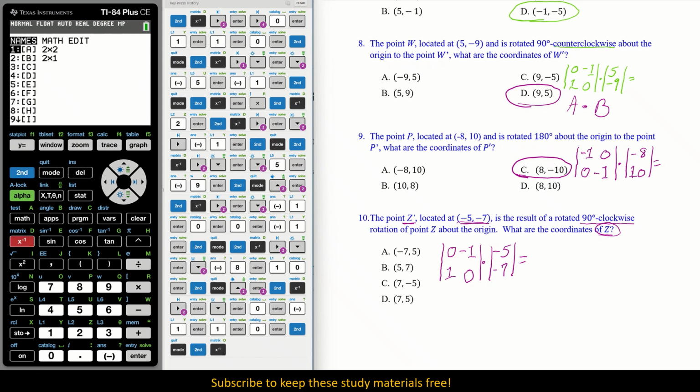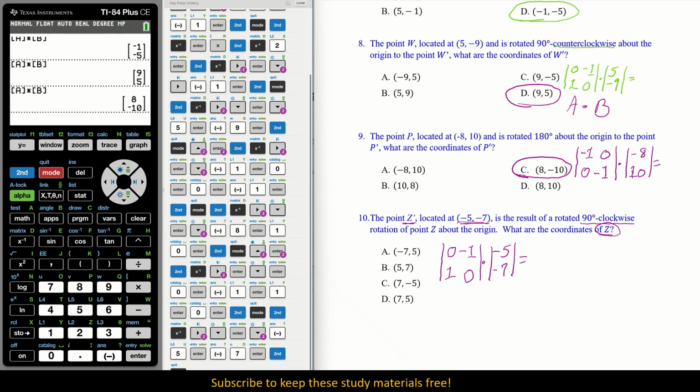Second matrix, go back to edit, go down to B, your number 2, push enter. So now what do we need? We need -5, enter, -7, enter. Okay, second mode. Now you just pop up, grab it again, since you've edited both of them, and enter. And are we correct? Yes, we are. That would be option C, and that will be 7 and -5.